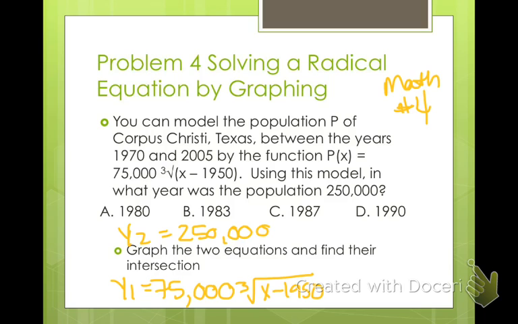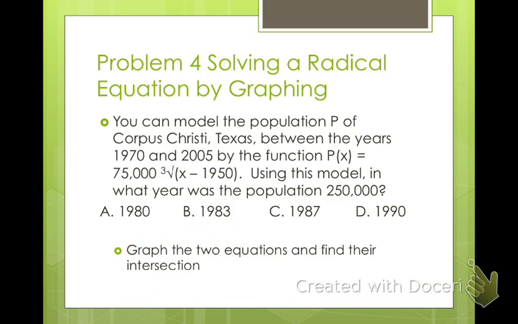You're probably going to have to change your window because these are some pretty big numbers. And then find where their intersection is. Where the two lines intersect each other, they kind of do this kind of thing. Where the two intersect each other, that's where your solution is going to be. So go ahead and put that into your graphing calculator, find where they cross. What year is it?